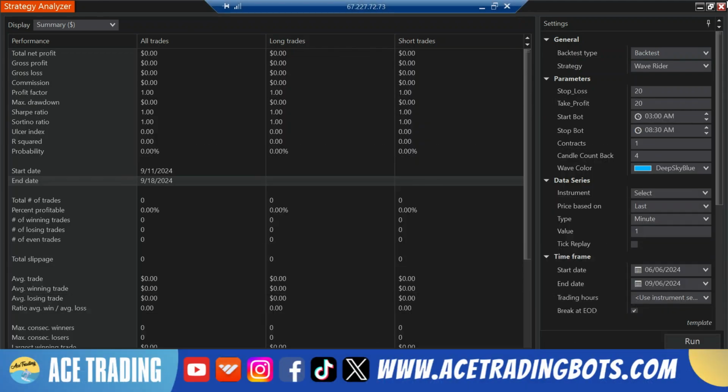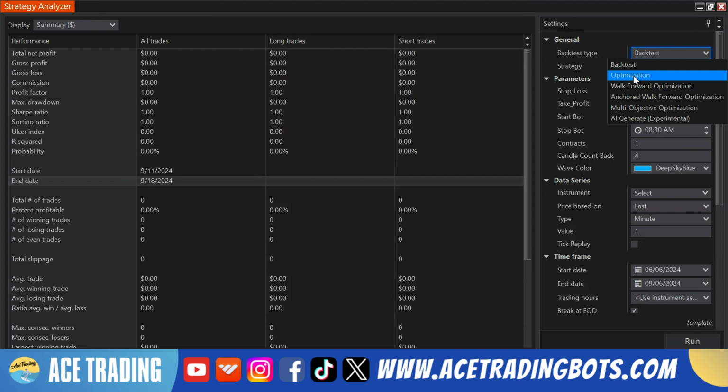Okay, so let's look at how we use Wave Rider here at Ace Trading. Like all the bots we use, it is really important that you do your due diligence and you test the bots. And we always start with the strategy analyzer. Okay, so I've pulled up the strategy analyzer already, and I've loaded in Wave Rider for our bot that we're going to be analyzing. I could just run a single backtest, but obviously I want to optimize.